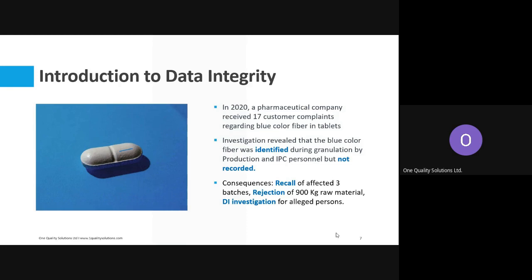So, due to the large number of complaints, top management engaged in the investigation. They identified that the blue color fiber came from the packaging material of one raw material of the tablet. The fiber was noticed during the granulation by production and IPC personnel.